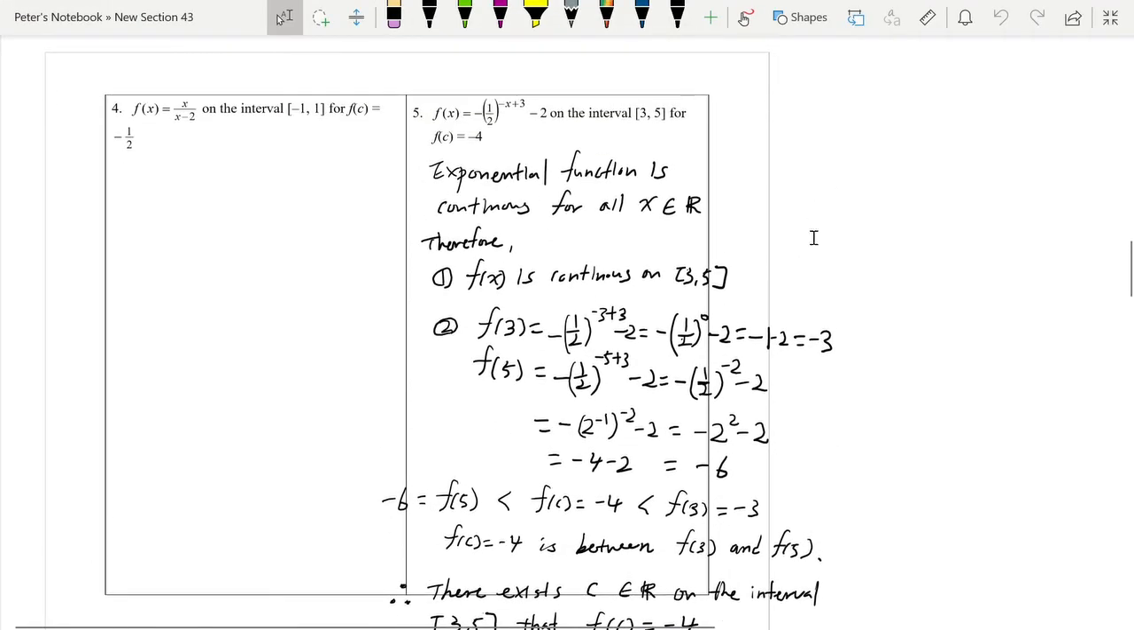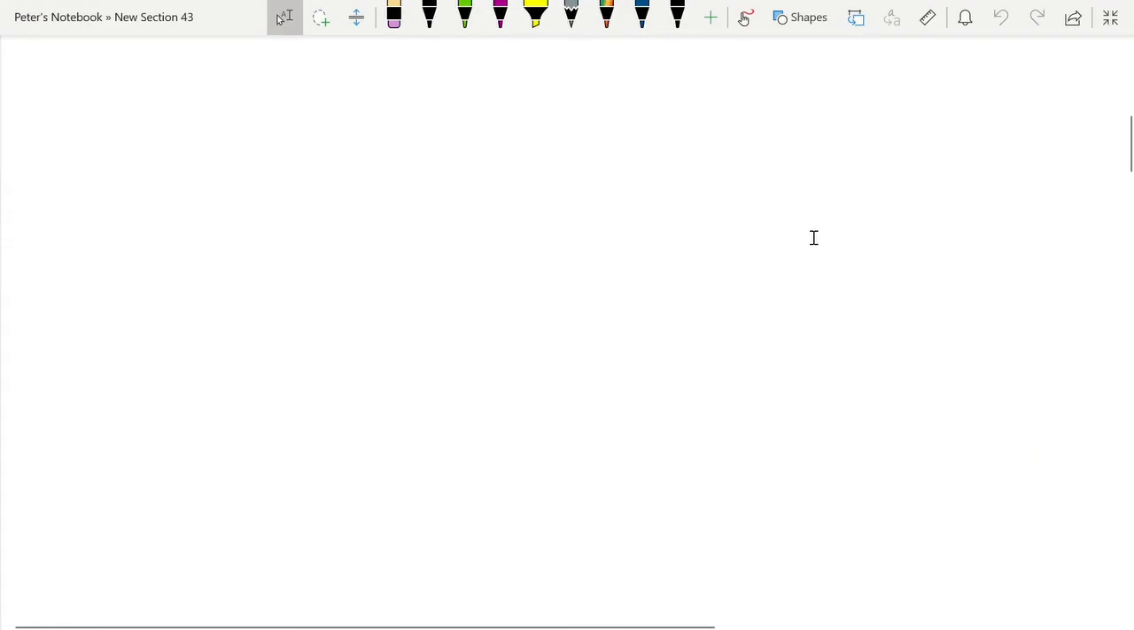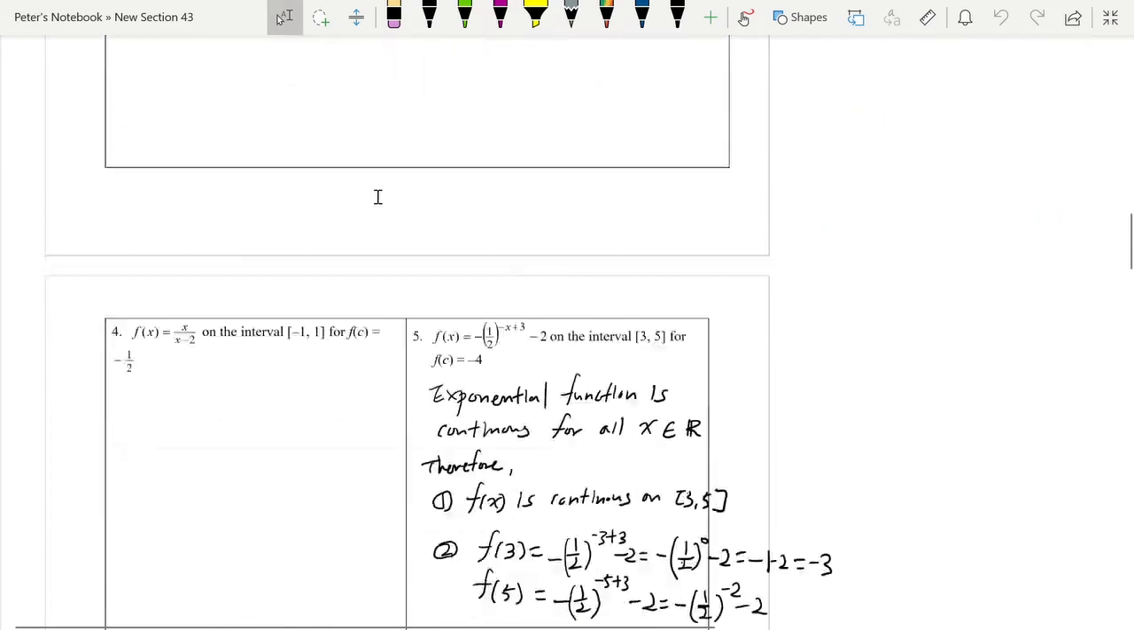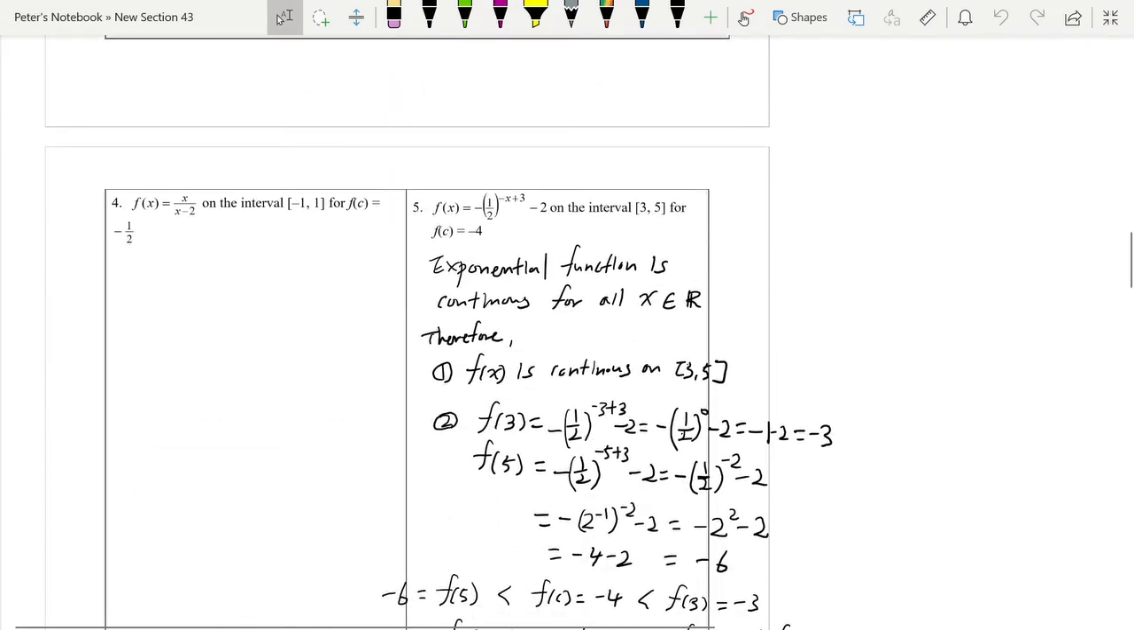Right, so number 5. This is number 5 from handout number 7, folks. We have f of x is equal to negative times half to the negative x plus 3, minus 2. Oh, really funky looking guy, right? So for this function, we want to figure out if there's any c value, any x values in the closed interval 3 to 5, that when I find f of c will give us negative 4, right? So this is what you do with IVT.